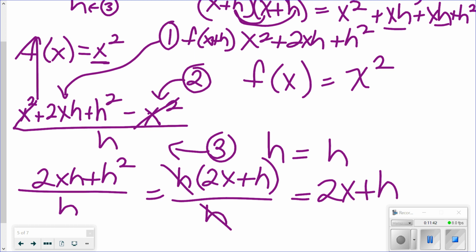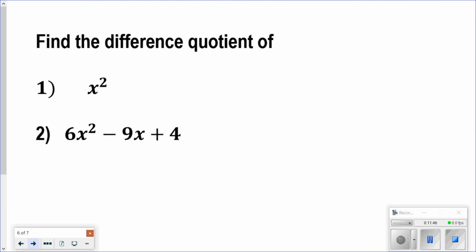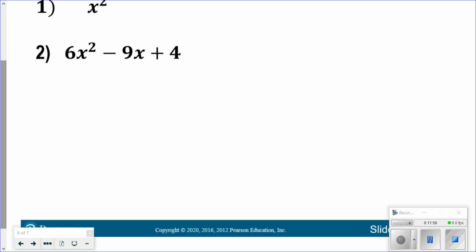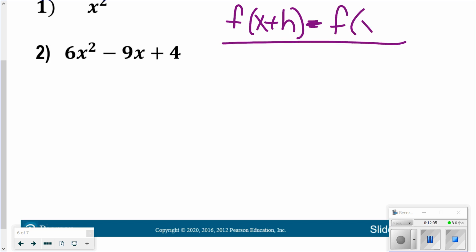Okay, we're going to try another one that's a little more complicated. Number 2 here is 6x squared minus 9x plus 4. Now remember, our roadmap says we've got to calculate what that's going to be with x plus h put in. And let's do it this way. Let's put the roadmap up here so we can see it. We've got to put in our f of x and our h. So let's calculate all 3 of those.